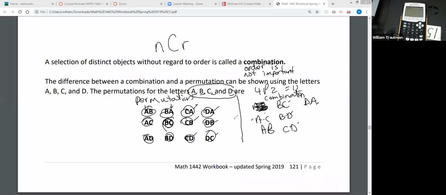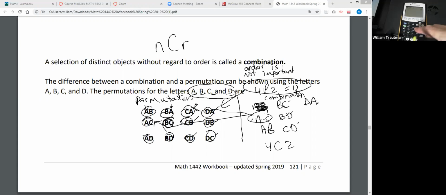These are all the same as over there, except the order doesn't matter. AC is the same thing as CA. It represents 2 over there. So we have 6 combinations. Try this on your calculator now: 4C2. We're picking 2, the same as we did for permutation, but the order doesn't matter. If I have an AC and a CA, it counts as 1.